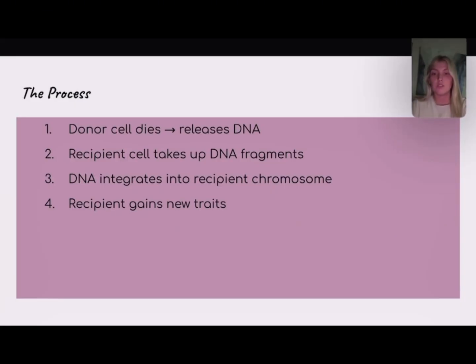The process of transformation starts with a donor cell when it dies, and its DNA is released into the environment. A nearby recipient cell can take up those DNA fragments if the DNA is compatible. It can integrate into the recipient's chromosome. Once that happens, the recipient cell now has new traits.